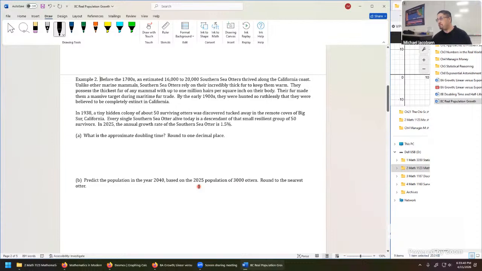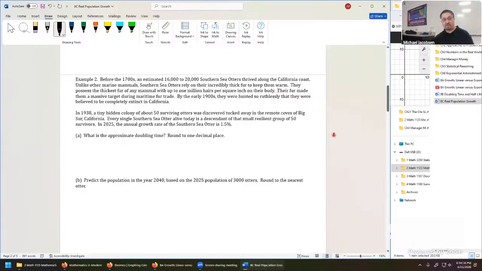It said, before the 1700s, there was an estimated 16,000 to 20,000 southern sea otters that thrived along the California coast. Goes on to say, unlike other marine mammals, these otters rely on their incredibly thick fur to keep them warm. And the fun fact is that they possess the thickest fur of any mammal with up to 1 million hairs per square inch on their body. So this is a pretty extreme animal, in fact.